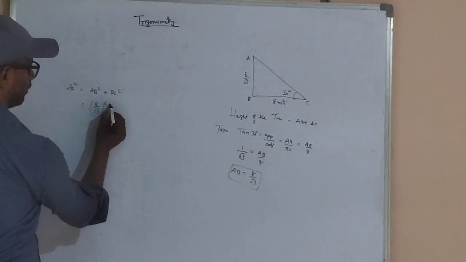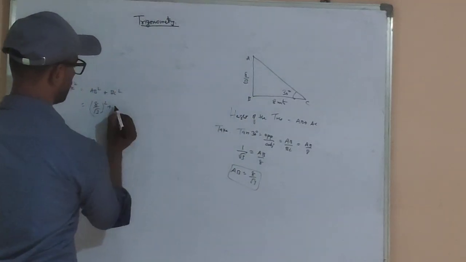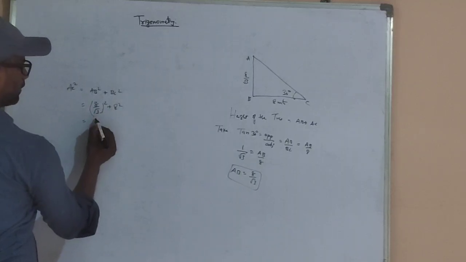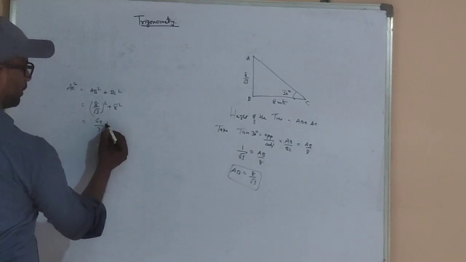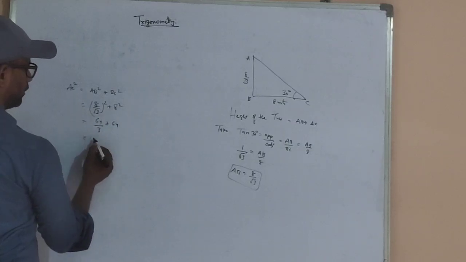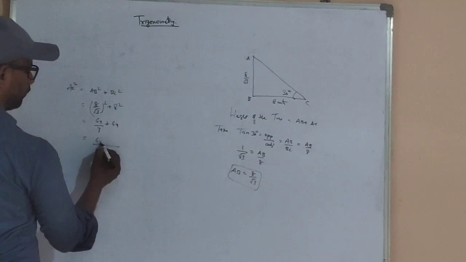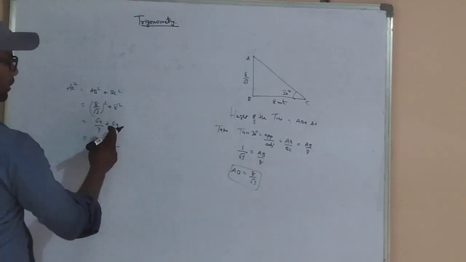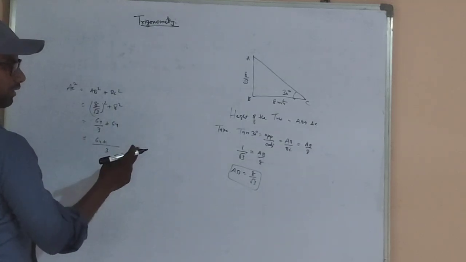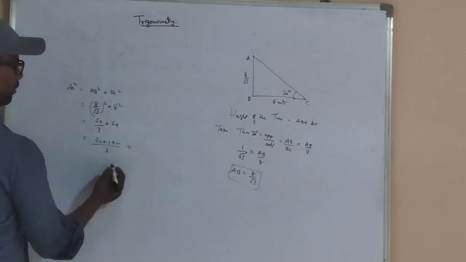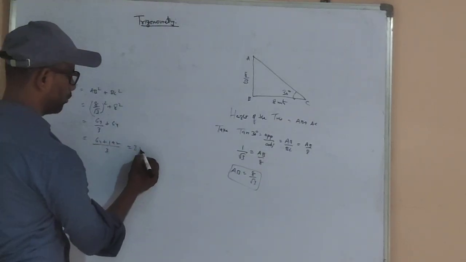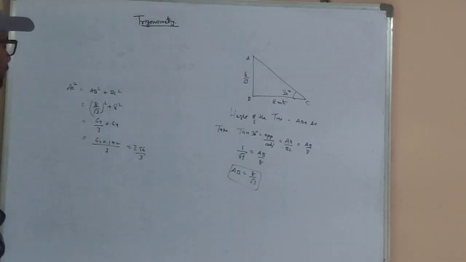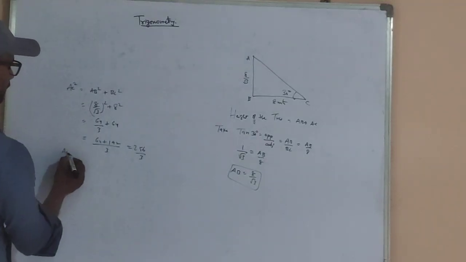8/√3 whole square plus BC square. BC square means 8 square. So 8 square is 64 by, here √3 square means 3, square root gets cancelled, plus 8 square means again 64. That is equal to, overall LCM is 3, 64 plus 64 into 3. So 64 3 times is 192 by 3. So I am doing addition. 192 plus 64 is how much? 256 by 3. That is what AC square.